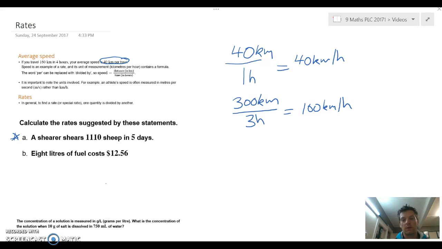One of the easiest ways we can think about this in terms of getting our numbers around the right way is thinking about how we're going to express our answer, or give our answer when we've come up with a number. So we would want to know how many sheep are shorn per day. So I take my sheep, which is the 1,110 sheep. I'm going to write that in there this time, and we're going to divide it by 5 days.